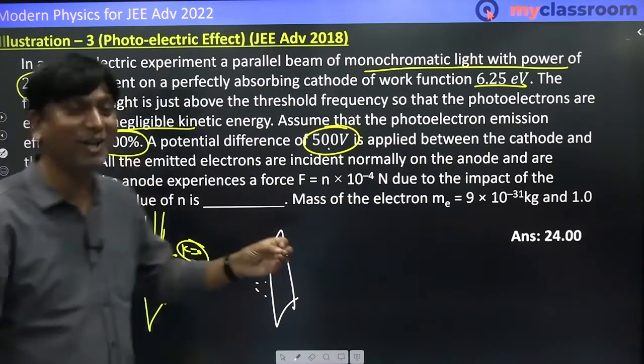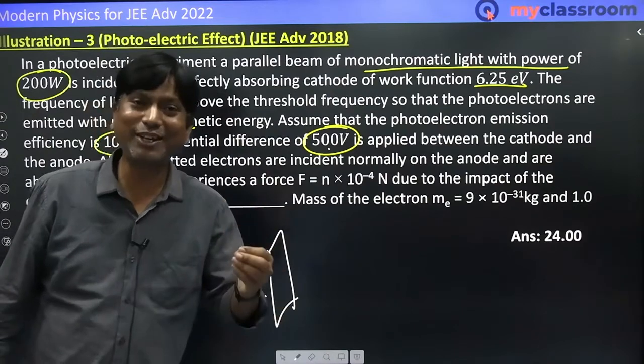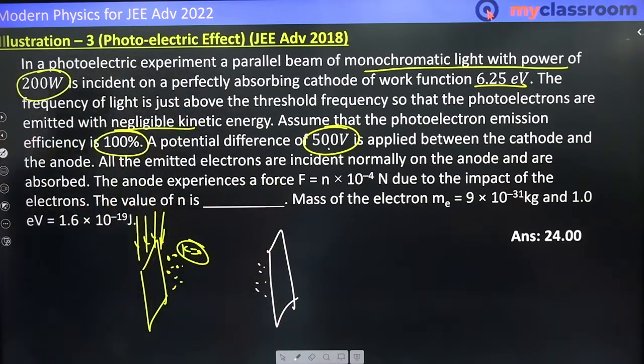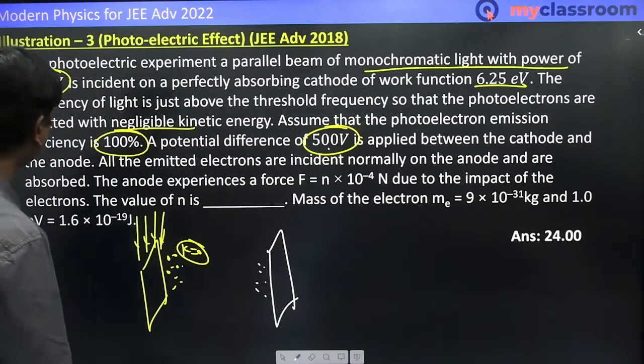So first we have to calculate how many photons are incident on this metal plate. And how do you calculate that? How many photons are incident on the metal plate?